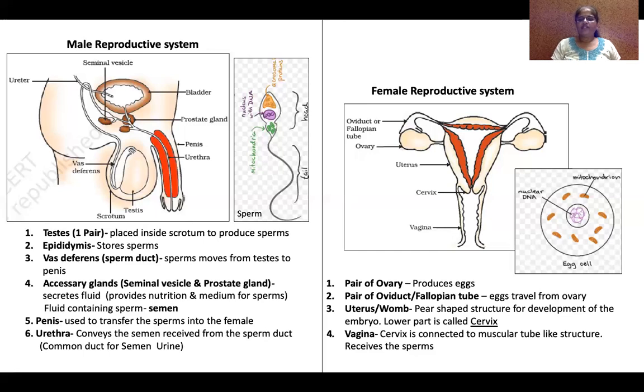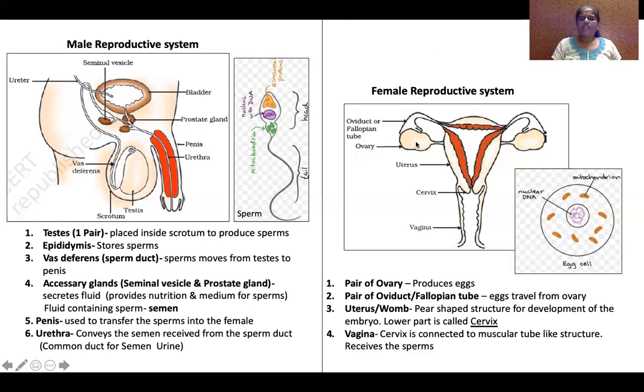These are the details of the structure of the male reproductive system and the female reproductive system. Once the sperm comes in contact with the egg, fertilization takes place. Okay, what if fertilization does not take place? Earlier I told that at puberty, females will start the menstrual cycle. What is the menstrual cycle? Before going into the process of reproduction, let us know what the menstrual cycle is.